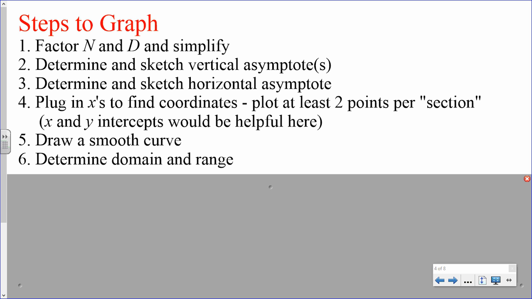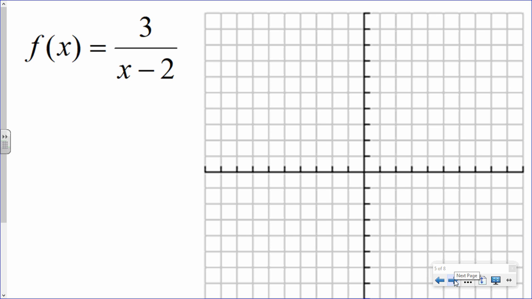So we're going to go through 3 examples. The first example is very basic. It is something that you would have graphed last year, and it shouldn't take us a whole lot of time to do. So f of x is 3 over x minus 2. Can we factor numerator and denominator? No, we don't need to worry about that. All right? Good. So let's worry about our asymptotes.